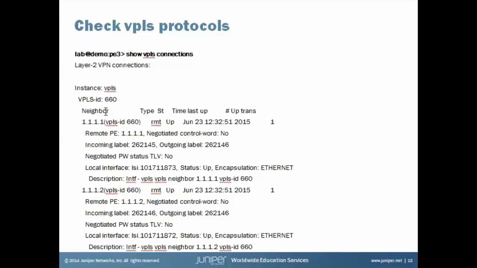And we can see the neighbors of the LDP connection here. 111.1 is PE1 and 111.2 is PE2. From PE3, we can see the connection for VPLS is up for neighbor PE1 and neighbor PE2. Okay, the time of up is, for example, 23rd June 2015. Okay, this is just an example, and we are using the local interface here, the local switch interface, LSI.